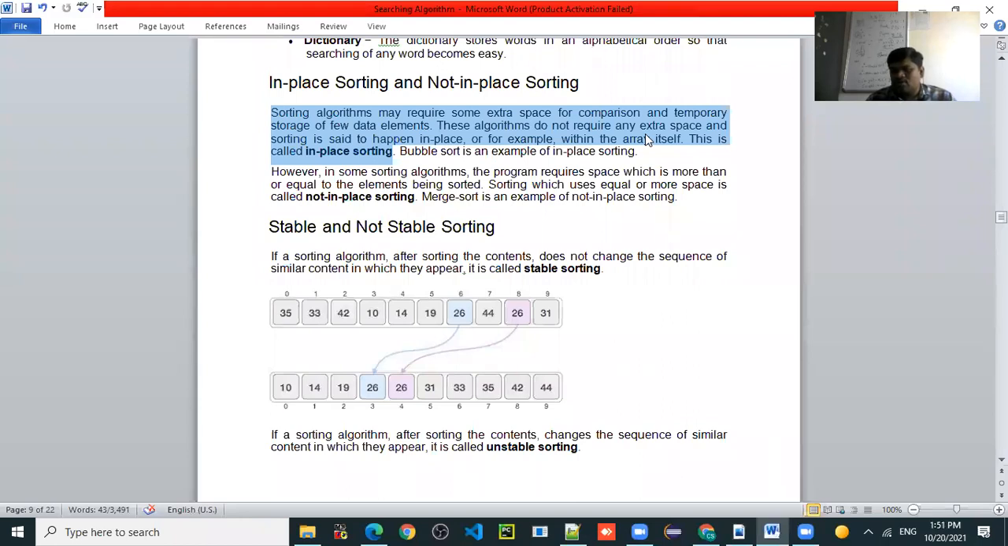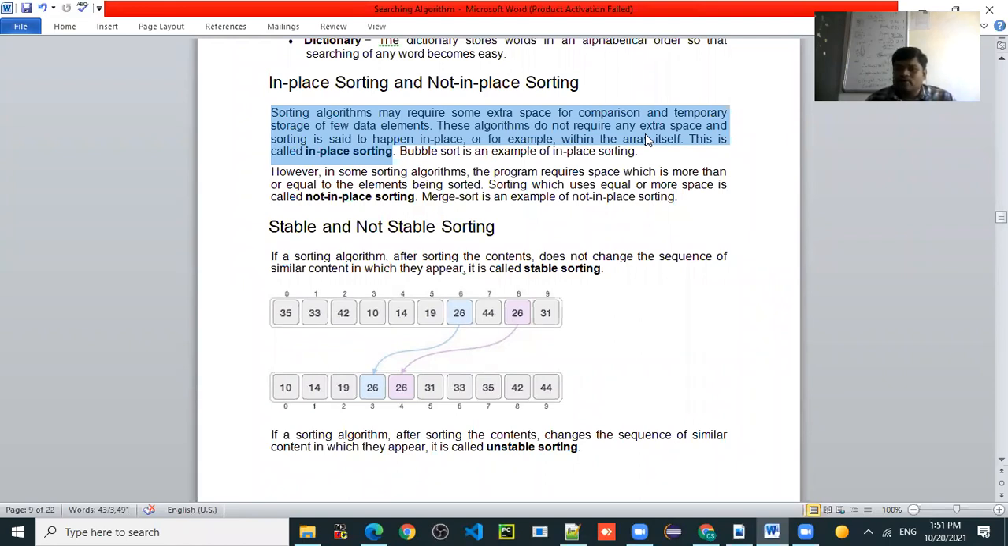So whatever algorithms you are using, they don't require any extra memory or any extra temporary storage. They do the sorting within whatever memory is allocated to them. By considering that much memory, they do the sorting.